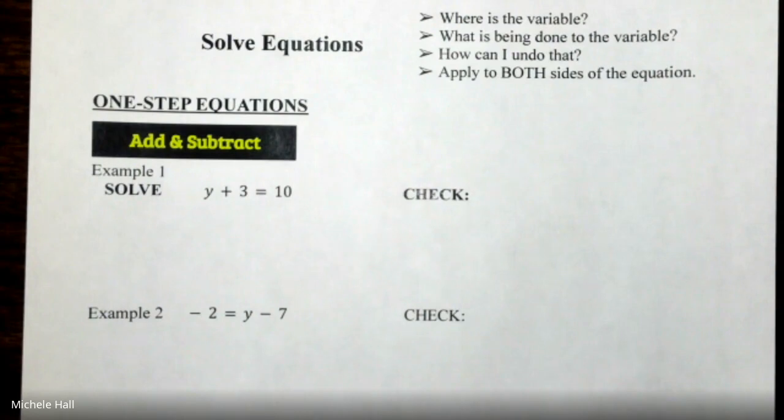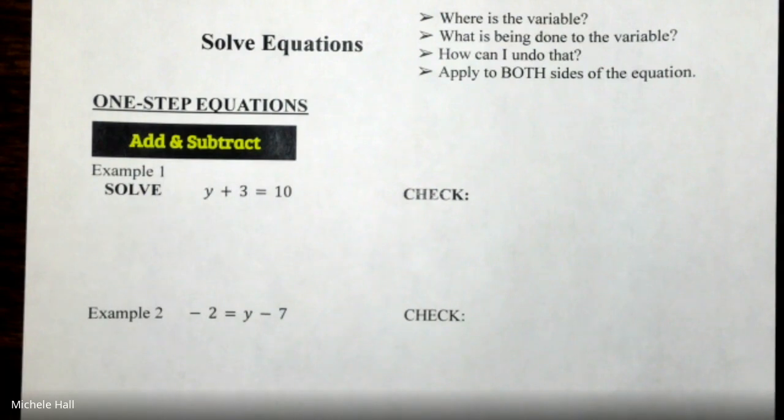To solve equations, there are a couple of things you should be thinking about. Where is the variable? What is being done to the variable? How can I undo that? You need to apply it to both sides of the equation. Whatever I do to the left side of the equation, I need to do the same thing to the right side of the equation. We are going to start with one-step equations.